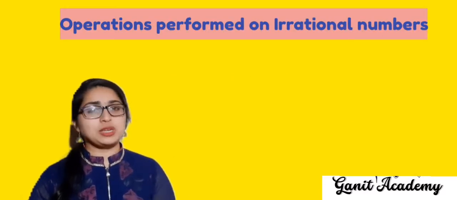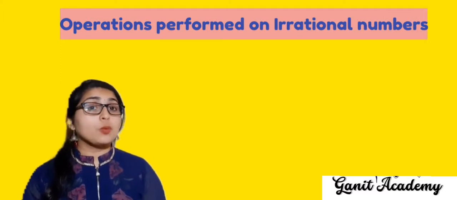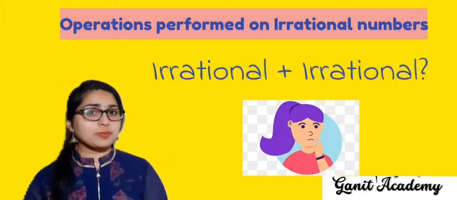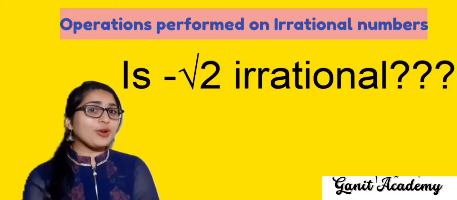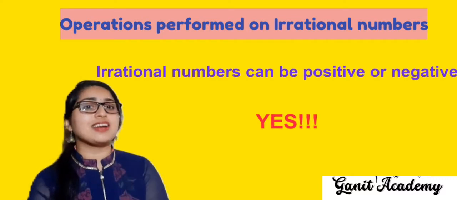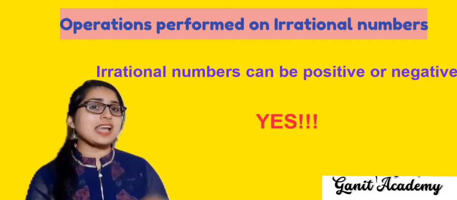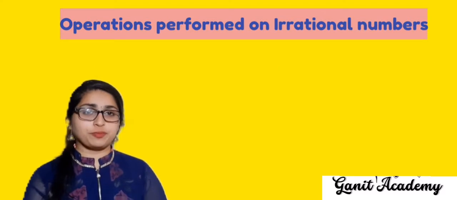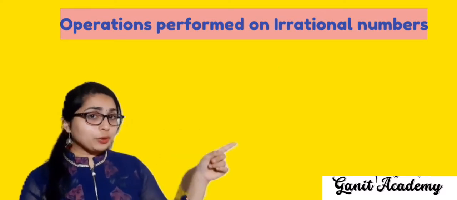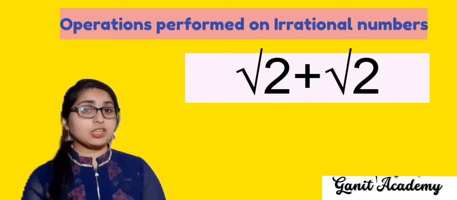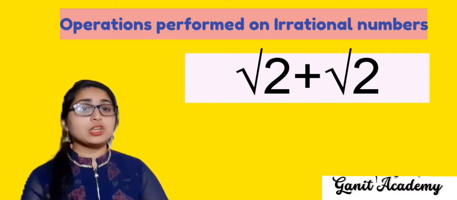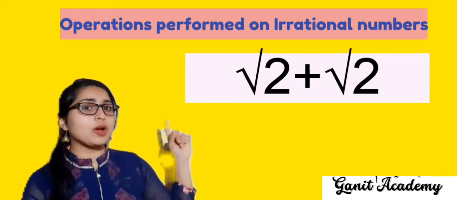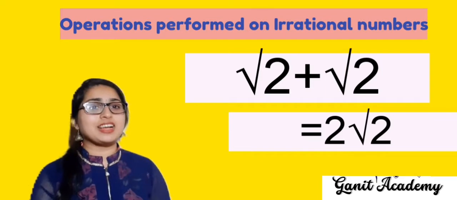Now let us see some operations performed on irrational numbers. Like what happens when you add two irrational numbers? Tell me, is minus square root of 2 irrational or not? Yes, it is an irrational number. So irrational numbers can be negative or positive. Now I will add square root of 2 with square root of 2. I am adding an irrational number with an irrational number. So what are you getting? You are getting 2 square root of 2, which is again an irrational number.